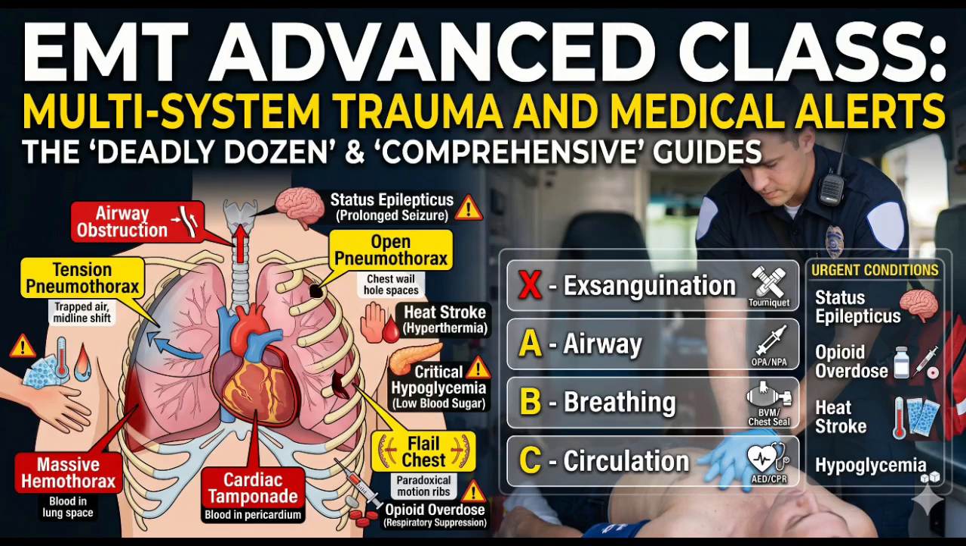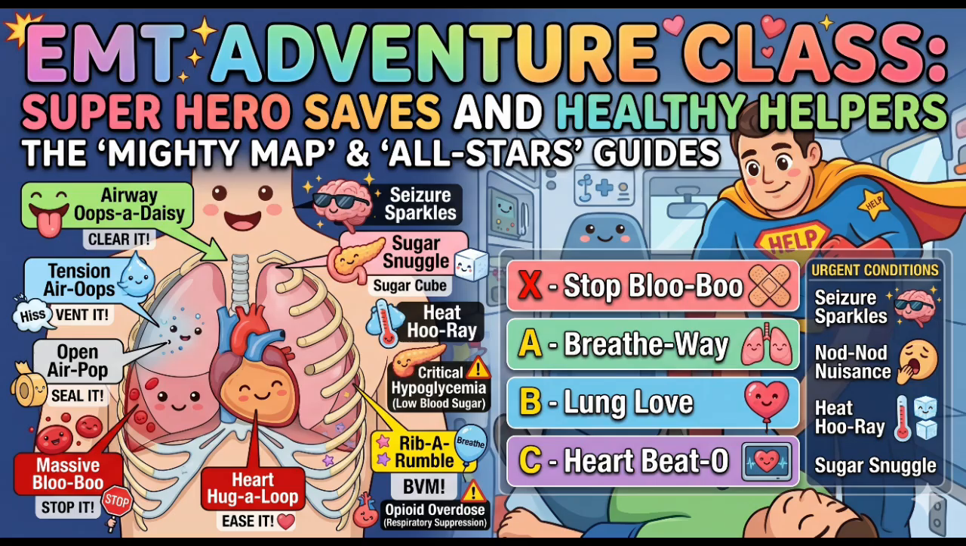In the world of emergency medical services, we distinguish between sick patients and really sick patients. Immediate life threats are conditions that will kill a person within minutes if not addressed. As an EMT, you are trained to identify these during the primary assessment using the XABC or CAB sequence. If you find a red light in any of these categories, you stop and fix it immediately.